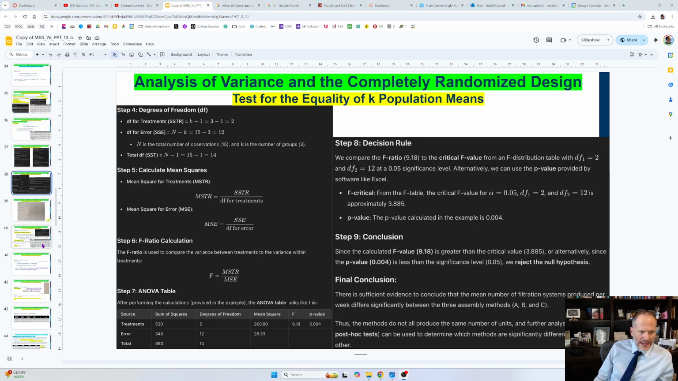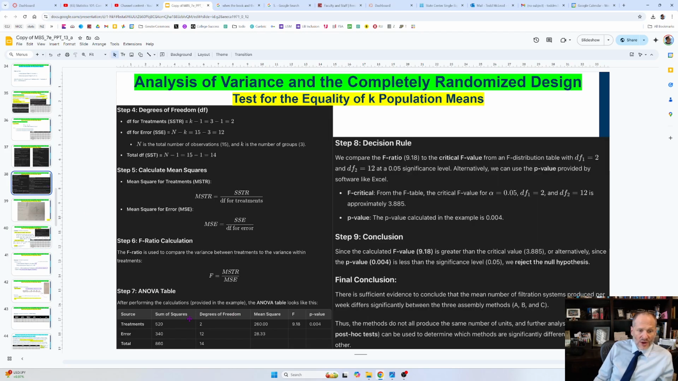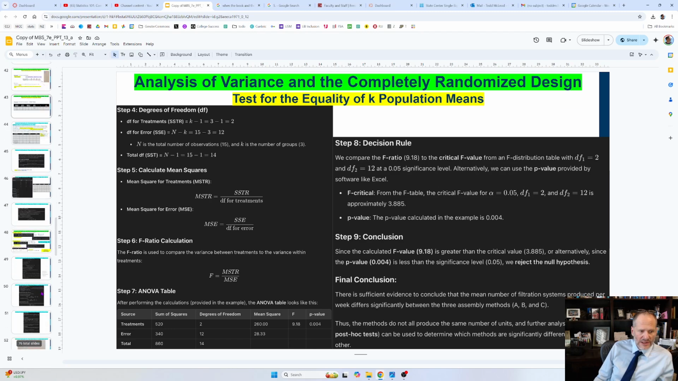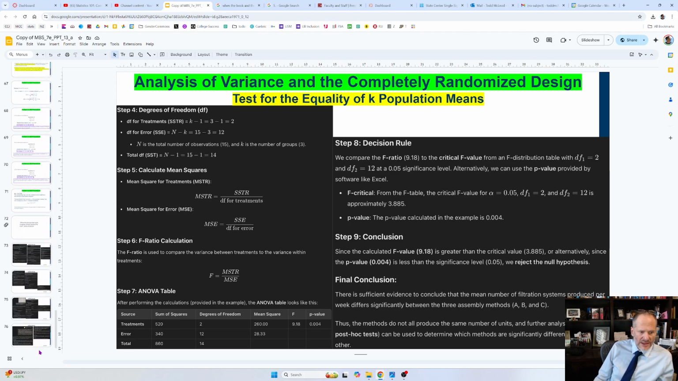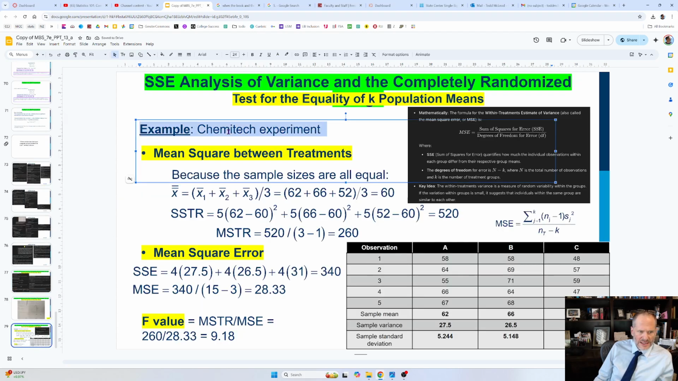All right, so I just scrolled back up to this example, and here you can see MSE being calculated, and it's 28.33, and you could also see the ANOVA table right here, and it's 28.33. And I'm just going to bring all these down and drop them at the end for reference. So that's all the ChemTech experiment.